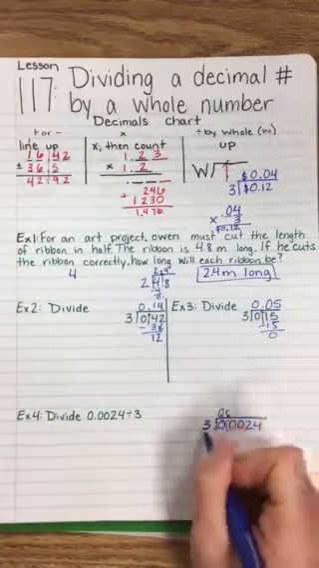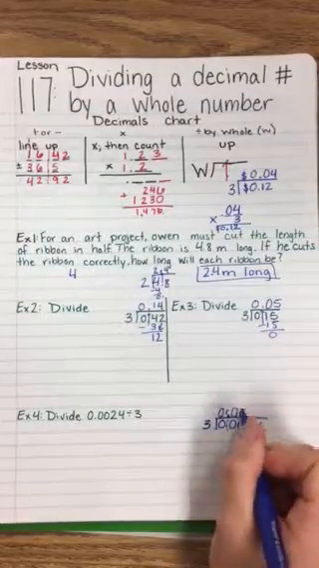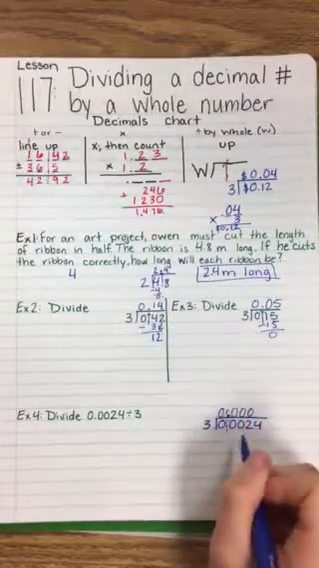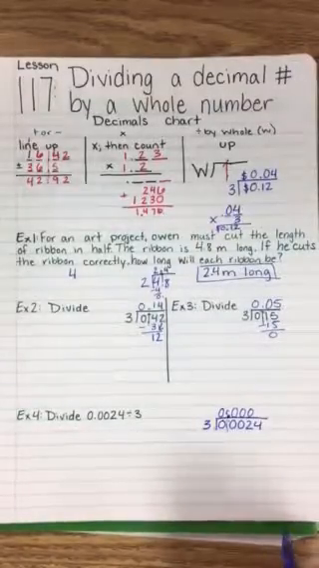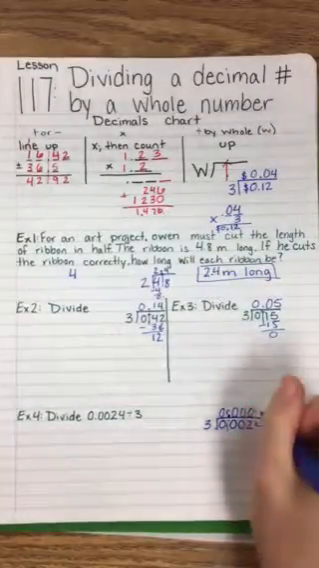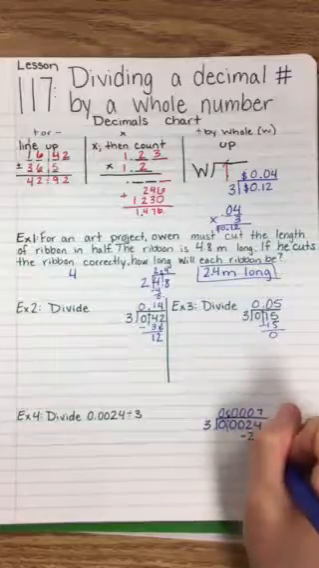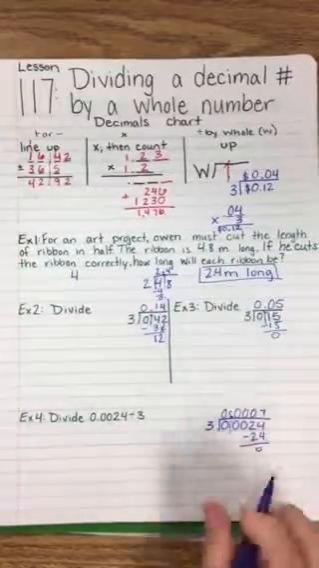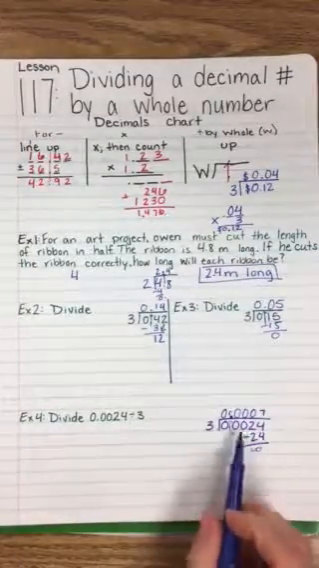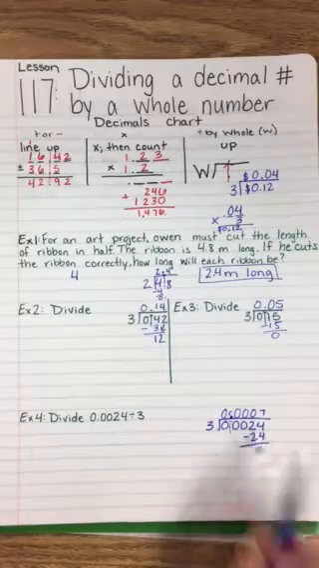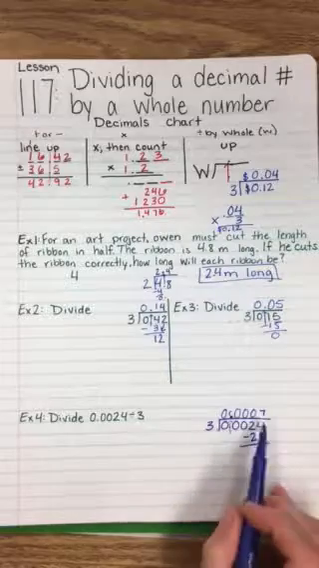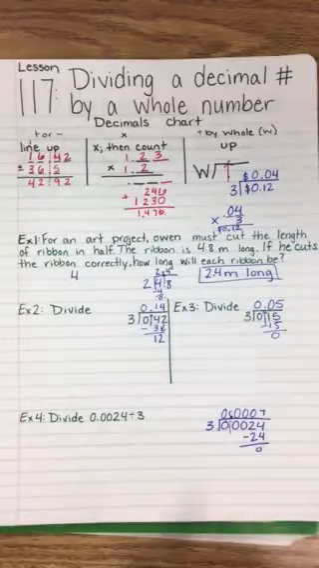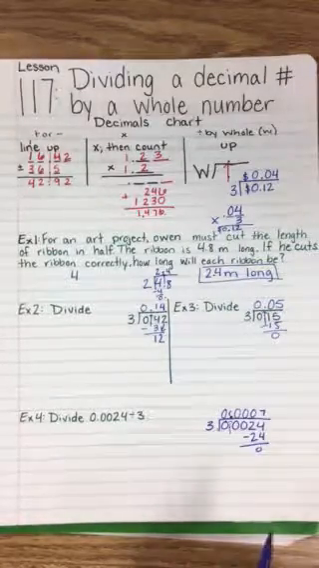3 can go into 0 times, 0 times, 0 times. 3 can go into 2, also 0 times. Now, how many times can 3 go into 24? 3, 6, 9, 12, 15, 18, 21, 24. All right, your answer is how many times 24 10,000ths can be divided by 3, and you would get 8 10,000ths. That is a small number.